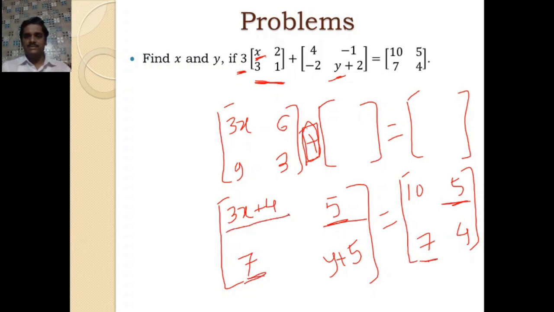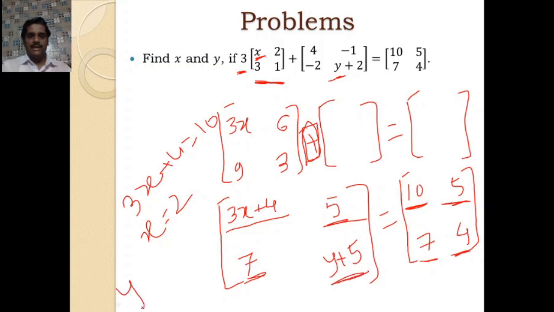this 7 is matching with this 7. So this 3x plus 4 matches with this 10 to give you 3x plus 4 equals 10. That gives you 3x equals 10 minus 4, which is 6. Then we divide by 3 to give you 2. X value is 2. Then we match this y plus 5 with this 4. Y plus 5 equals 4. So y is equal to minus 1. And this is how you get x and y value.